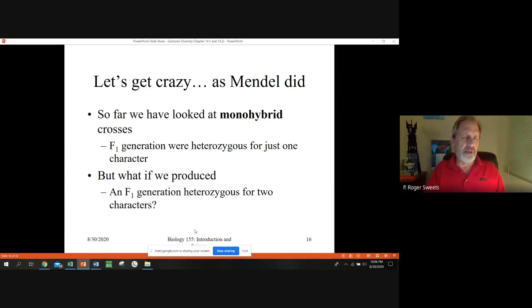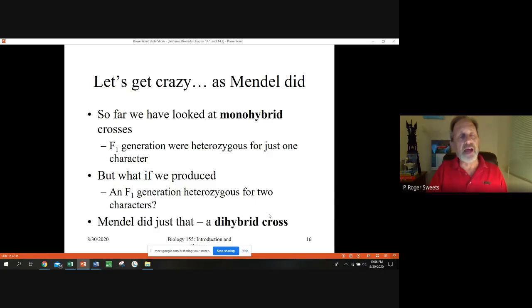And we produced, for instance, by certain kinds of crossings, we were able to get an F1 generation that was heterozygous for 2 characters. If we were true breeding and we were really controlling things, we could go ahead and take, for instance, a round pea and a wrinkled pea that went along with a purple flower and a white flower. We're going to call that a dihybrid cross, and that's what Mendel did.